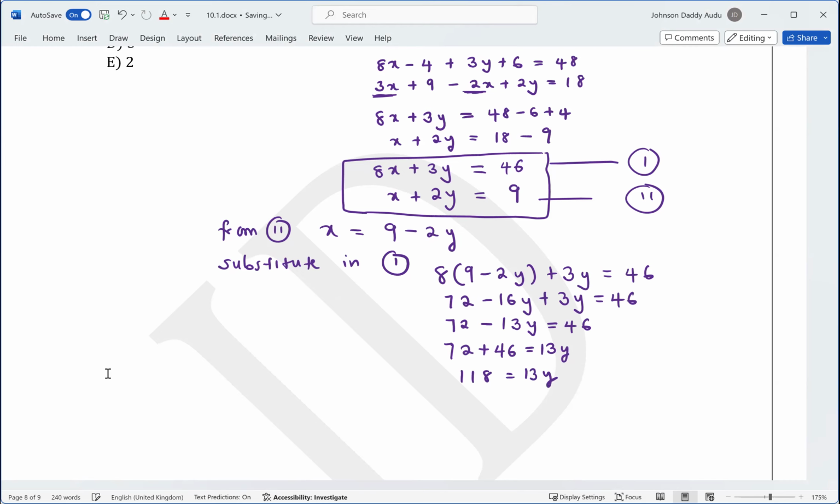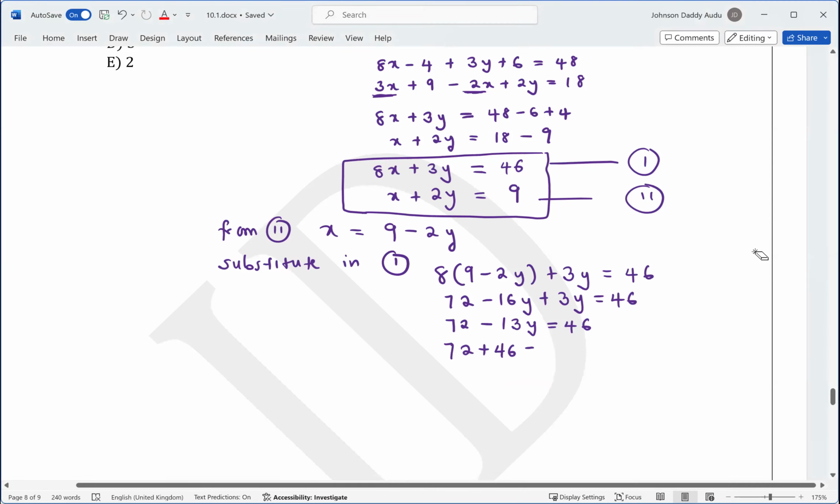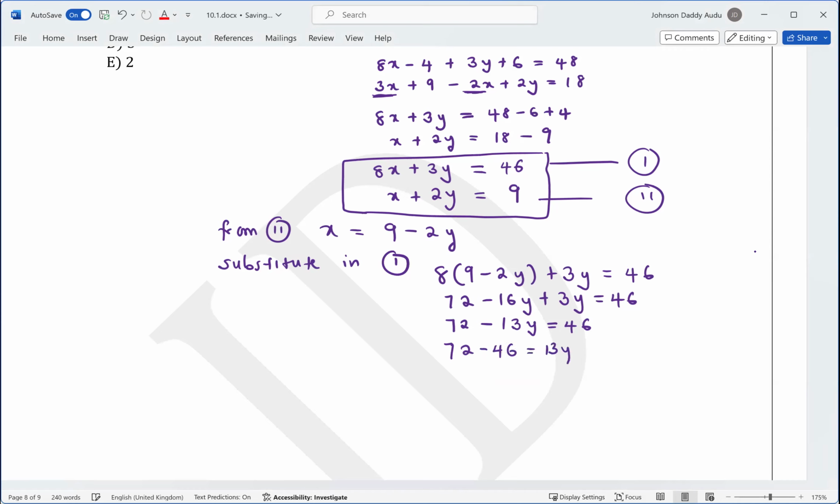And then we can divide. Yep. So what are we going to get here? So this is minus, not plus. So this is minus 46. This equals 13y. And this is nothing but what? 26 equals 13y. So y is going to be 2 here.